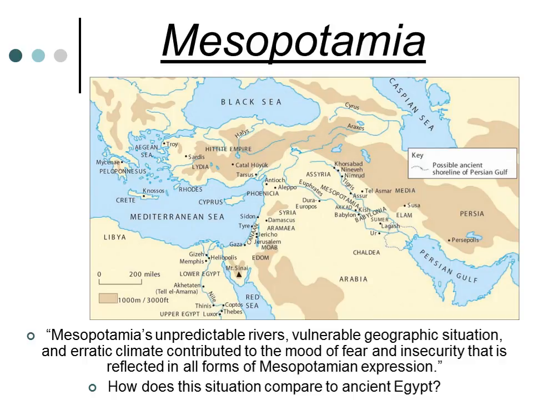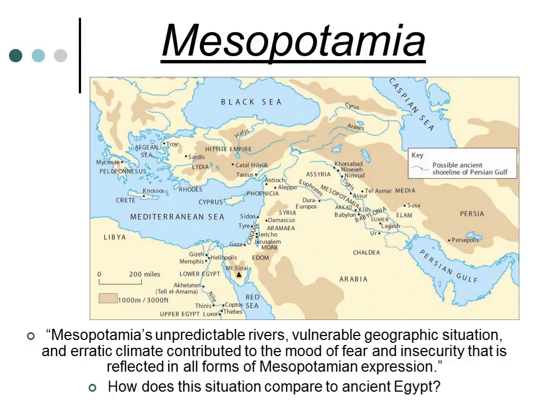Now that we've talked about ancient Egypt a little, let's shift our focus to talk about Mesopotamia. Again, Gloria Fierro writes, quote, "Mesopotamia's unpredictable rivers, vulnerable geographic situation, and erratic climate contributed to the mood of fear and insecurity that is reflected in all forms of Mesopotamian expression."